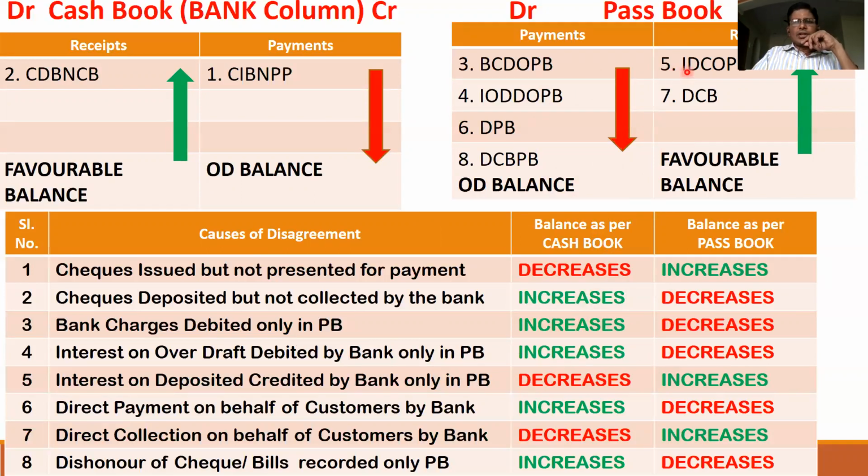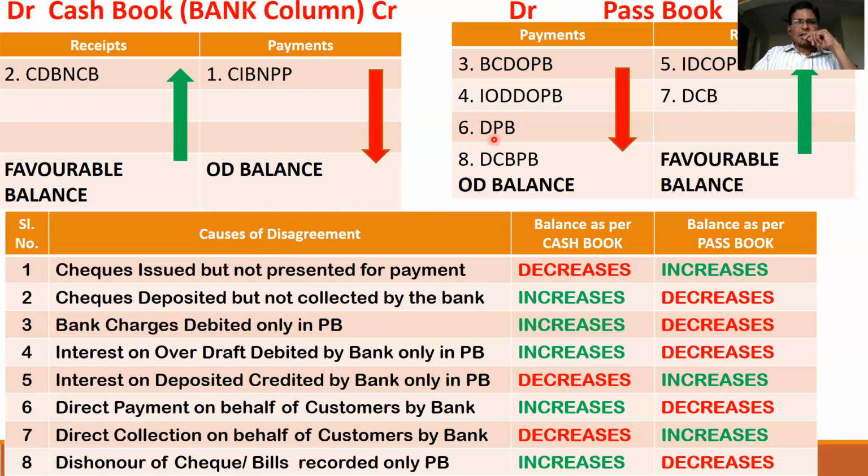Next, interest on deposits is credited only in the passbook. This is a receipt, an income to the customer, so it is credited. Whatever is on the credit side of the passbook increases the passbook balance. The same is not entered in the cash book, so the cash book balance decreases. So interest on deposits credited only in passbook: passbook increases, cash book decreases.